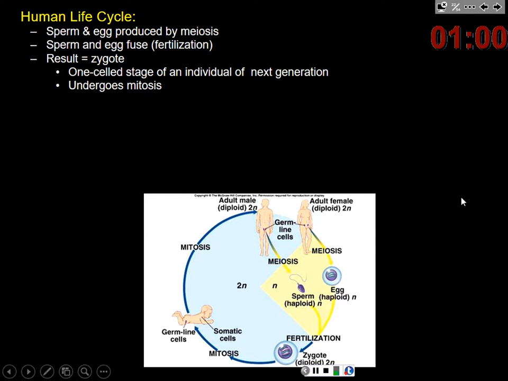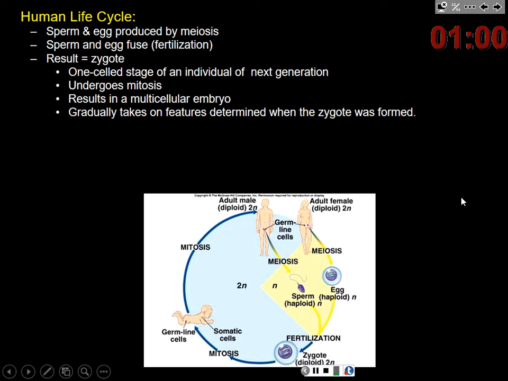Mitosis then occurs to this zygote so that the genetic information is copied into 2 cells and 4 cells and 8 cells and 16 cells. You end up with a multicellular embryo, a fetus, and then more mitosis. All growth is mitosis, okay? Growth is adding cells, so all growth is mitosis. Eventually this fetus and embryo will start to take on the characteristics of that individual as it was determined when the zygote was formed.